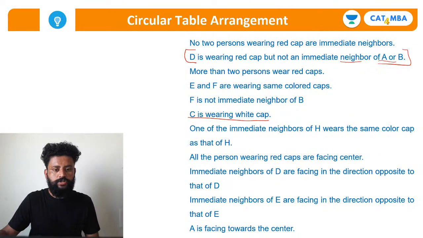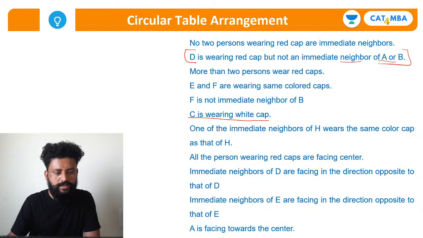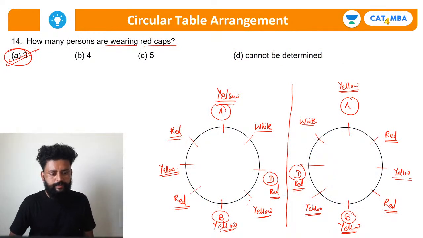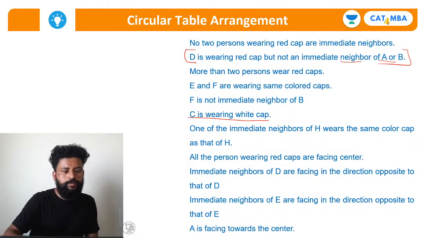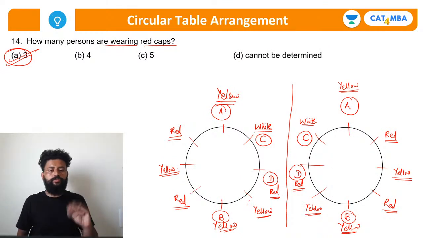You're tough, right? E and F are wearing same colored cap. F is not the immediate neighbor of B, so F cannot be here. And we have one more clue. She is wearing white cap, so person is C. We are just left out with 4 person basically.